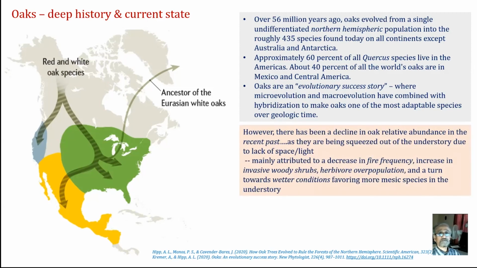So we know that oaks are not doing very well currently and are being squeezed out of the understory due to lack of space and light. This has been mainly attributed to a decrease in fire frequency, increase in invasive woody shrubs, herbivore overpopulation, and a turn towards wetter conditions favoring more mesic species in the understory.